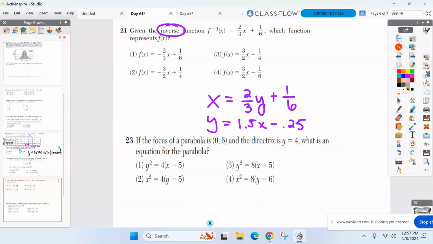So put it into y equals form, choice 3. And I know it'll only do that for lines. All right, only lines. It'll put it into y equals form. So if you're ever having trouble solving for y, there you go.